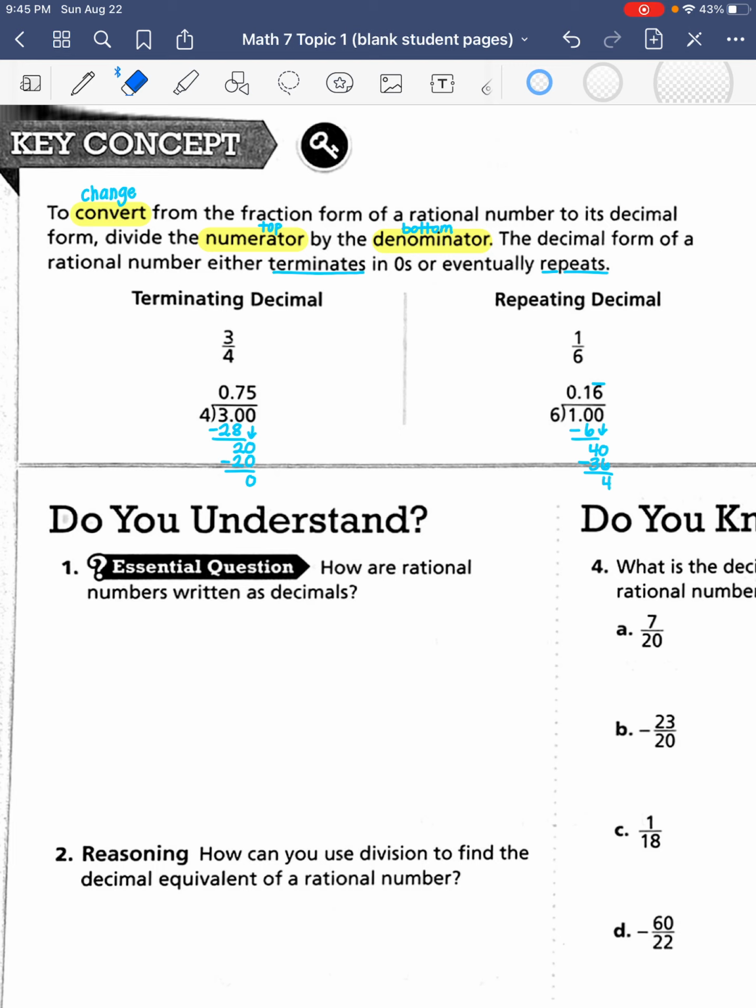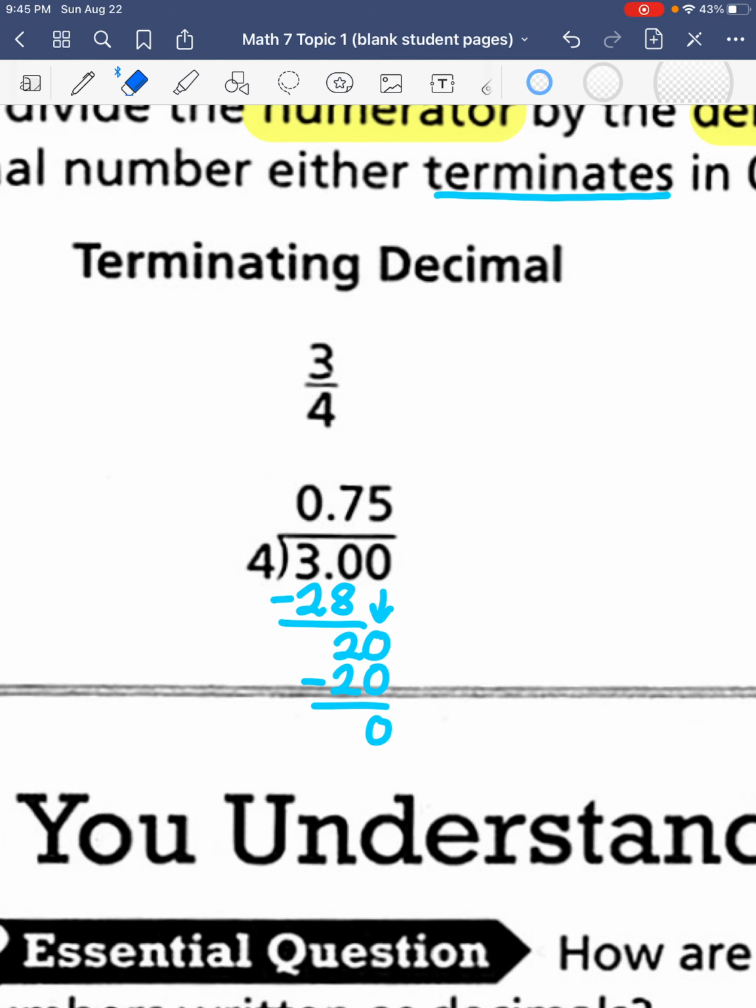So let's look at one that terminates. So we've got 3/4 here. So I divide the top by the bottom, and I set it up like so for long division. And I know that 4 doesn't go into 3, but it does go into 30. 7 times 4 is 28. When I subtract, I get 2, and I bring down my 0. 4 goes into 20 5 times. 4 times 5 is 20, and my remainder is 0.